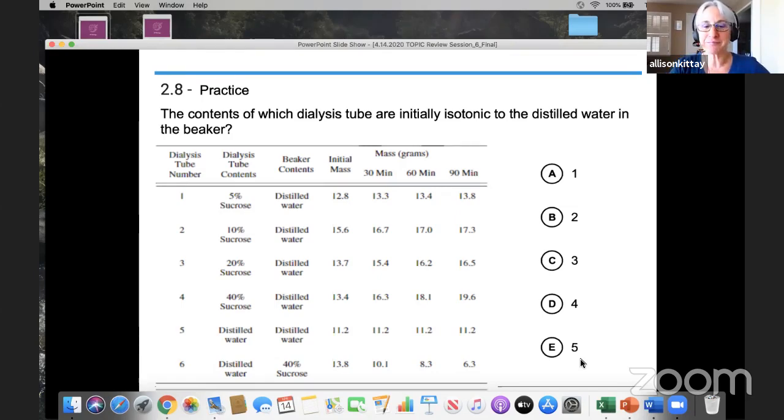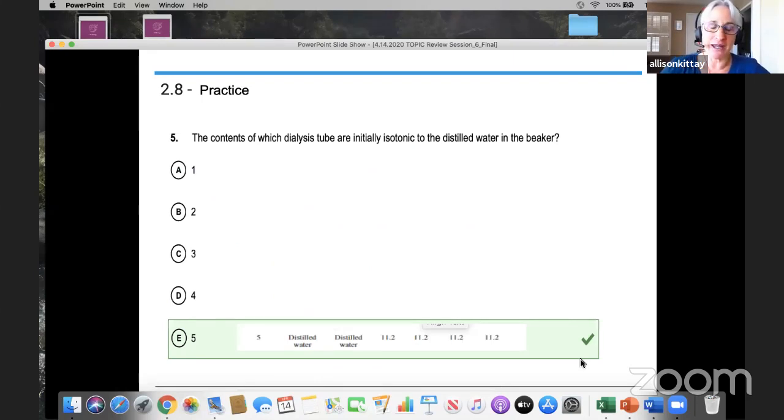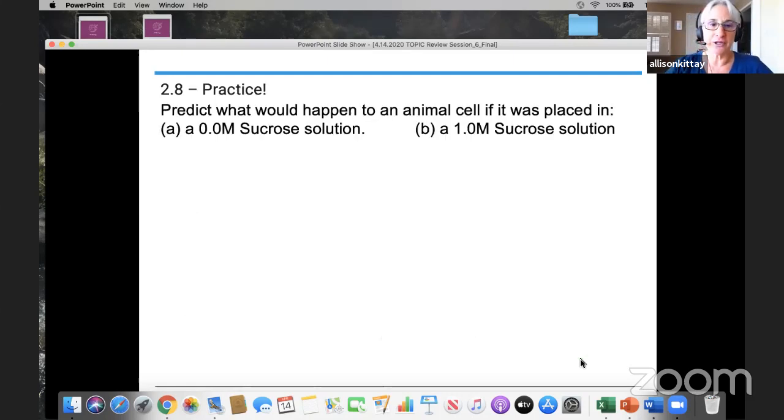Got it? Correct answer is E, right? The distilled water did not change. It was 11.2 all the way across. Okay, here's some more practice.